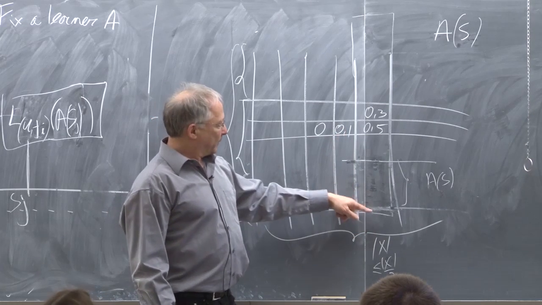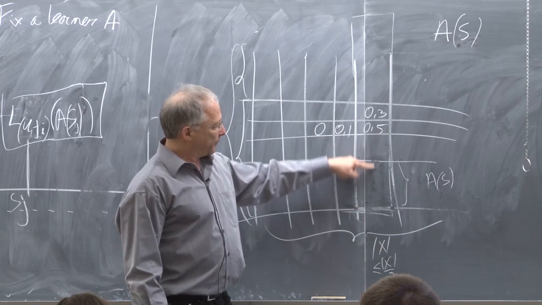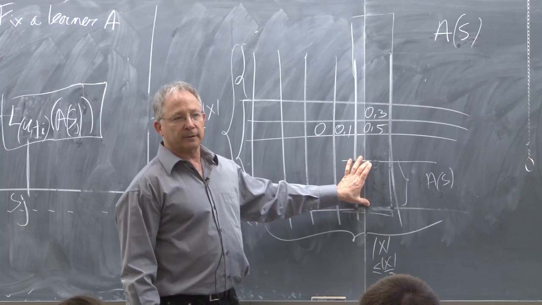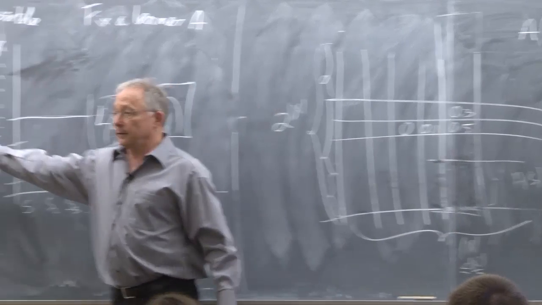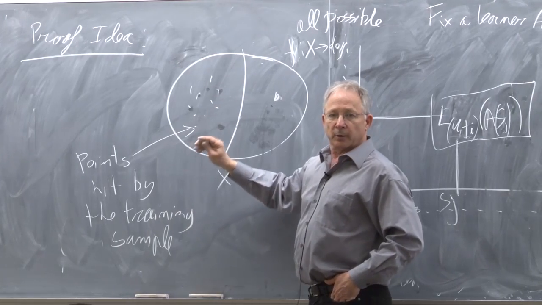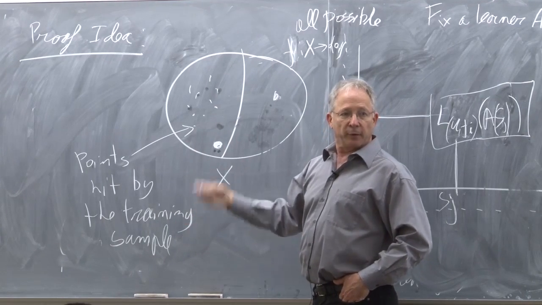So the average of every such block is going to be at least a quarter. That's the argument we had here. For every such block, they all agree on the sample S. So A of S is fixed.